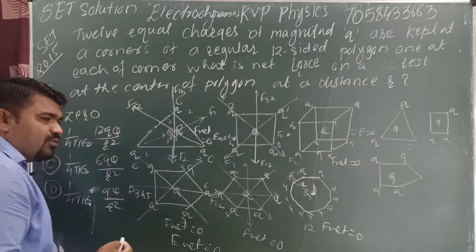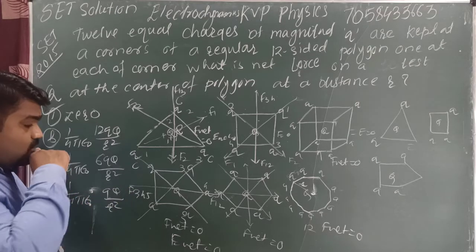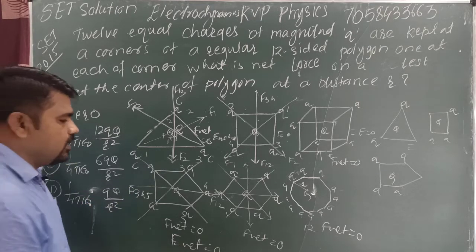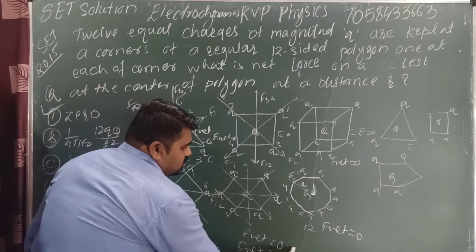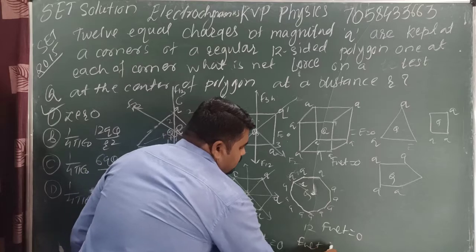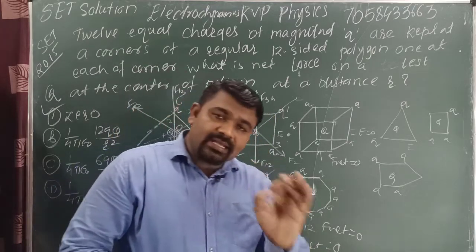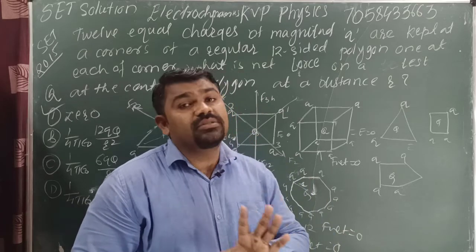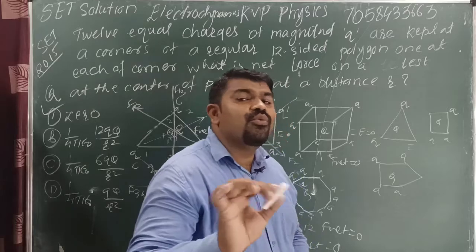We know that F is equal to KQq. Means one charge is less in electric field than force. Here also the net electric field is equal to how much? 0. Here also net electric field is equal to 0. Means in a regular polygon system, at the center, electric field as well as force is equal to 0. Force is equal to 0.